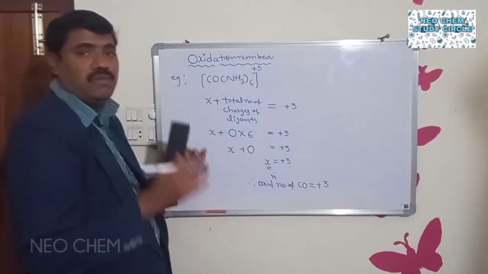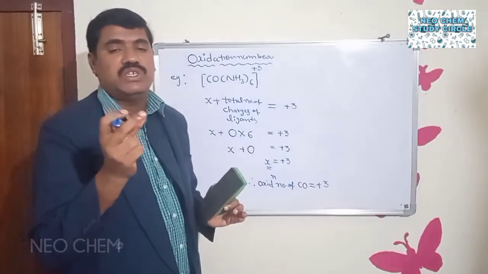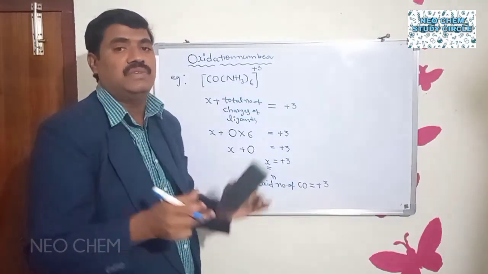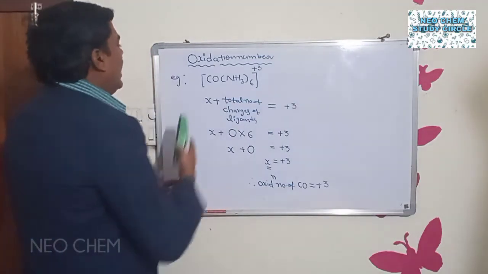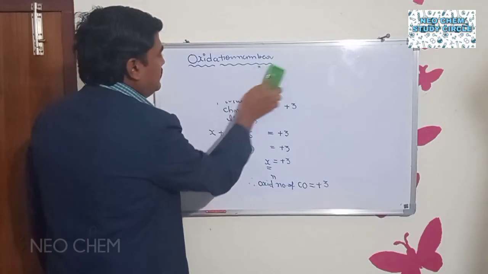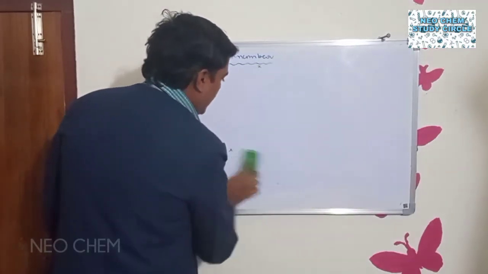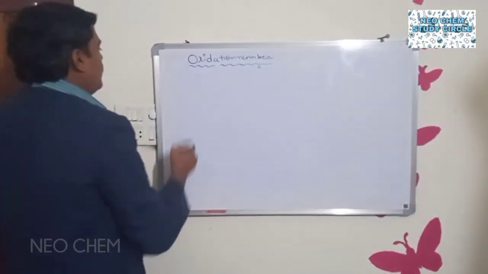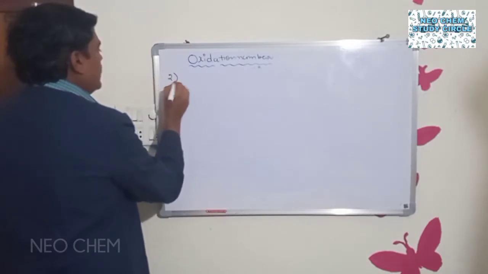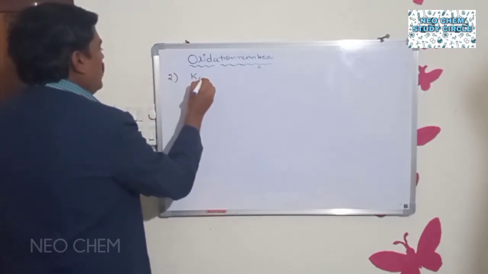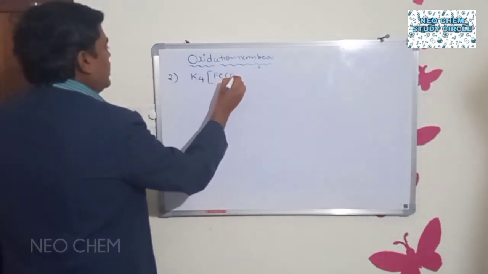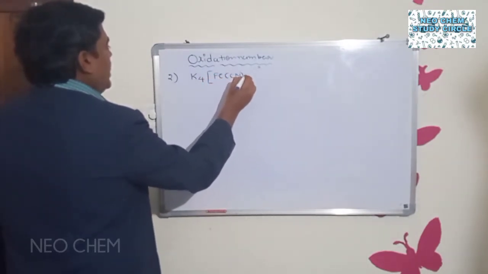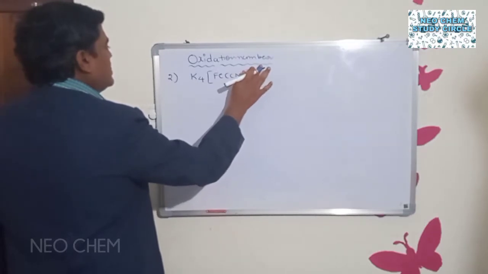Like that, we have to identify the oxidation number of central metal atom in the given complex compound. Okay. Now let us take one more example. The example is K4[Fe(CN)6]. This is the complex compound.